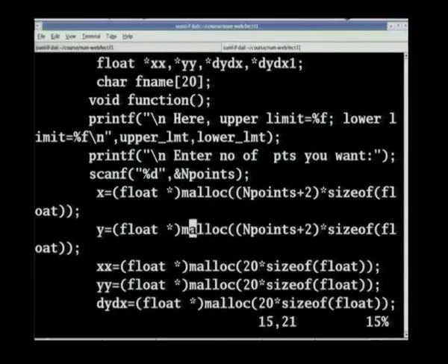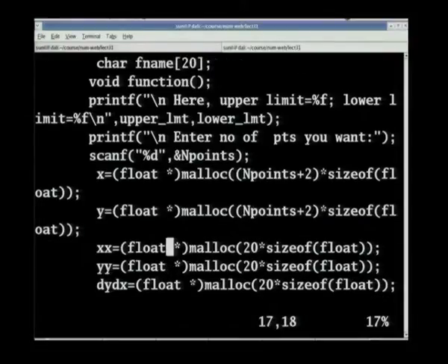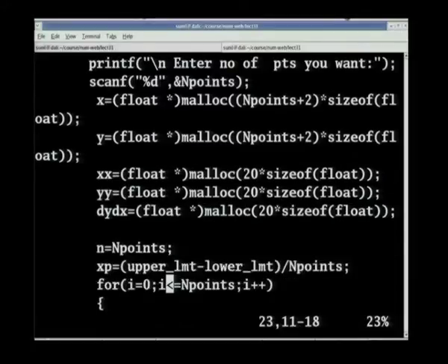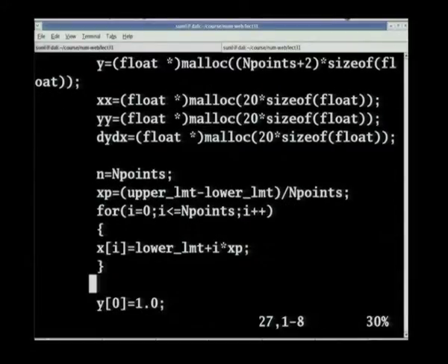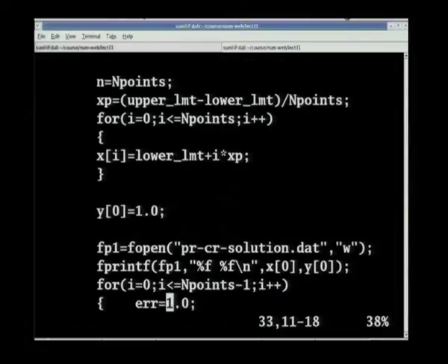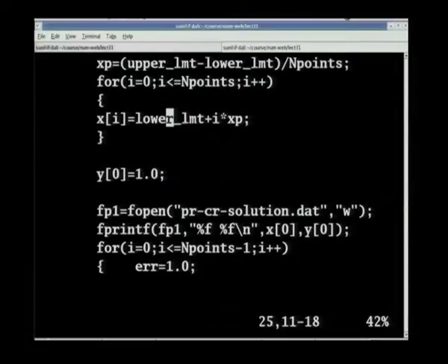Then we allocate some memory here using the malloc function for the x and y as before, and we also allocate memory now for xx, yy, dydx, dydx1, etc. We need that. Then again we have an initial condition. We have divided the interval between the upper limit and the lower limit into n points, with xp as the equal interval, and I have tabulated the x values into this array in equal intervals of xp.